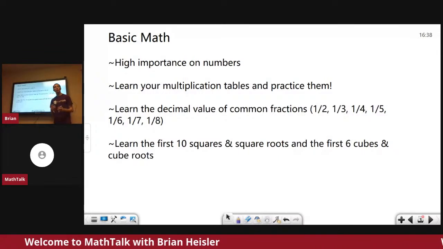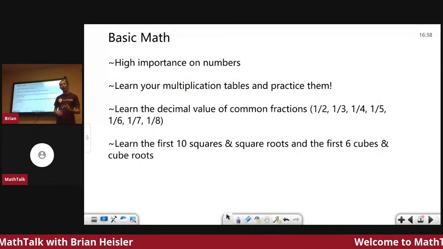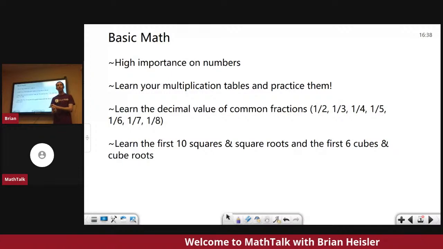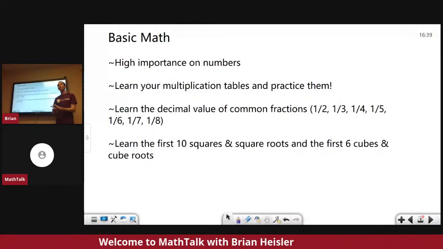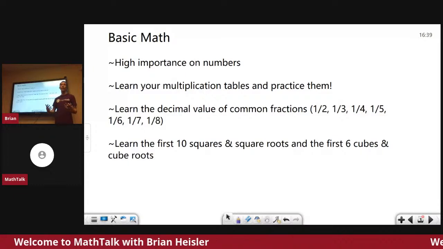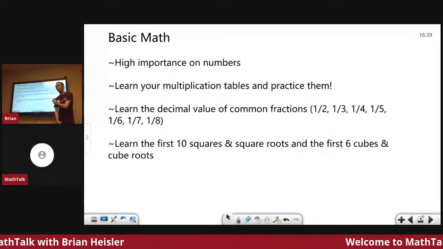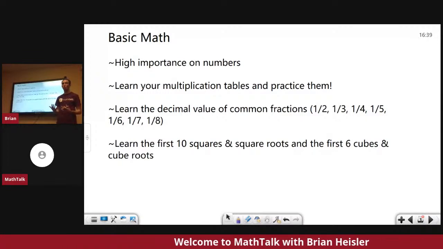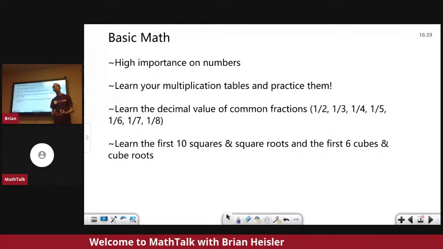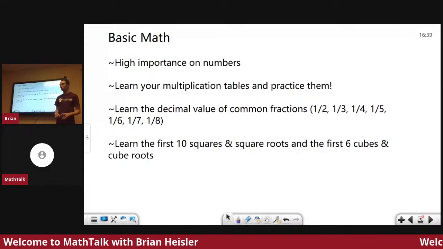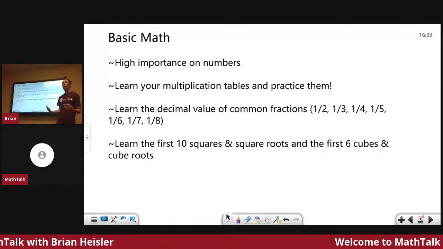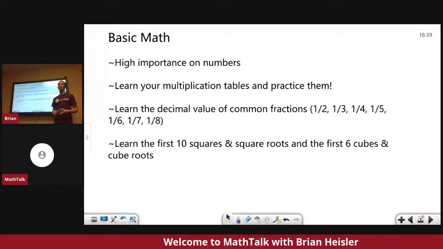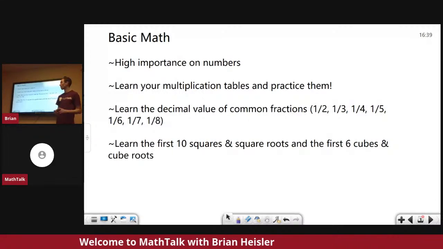And then as far as looking at numbers themselves, I highly encourage you to start memorizing and studying the first 10 squares and square roots, and then the first 6 cubes and cube roots. What I mean by that is, 1 squared, 2 squared, 3 squared, all the way up to 10 squared, and then the cubes, 1 through 6, so like 1 times 1 times 1, 2 times 2 times 2, etc., all the way to 6. Because that's only going to help you out when you get to looking at simplifying problems, simplifying expressions, and looking at questions that are about basic math.